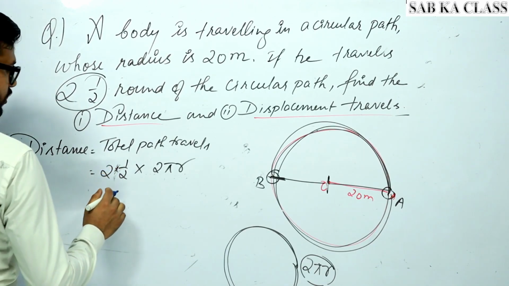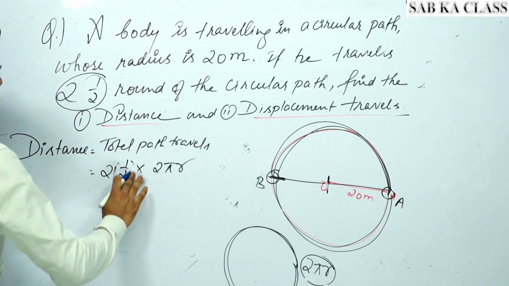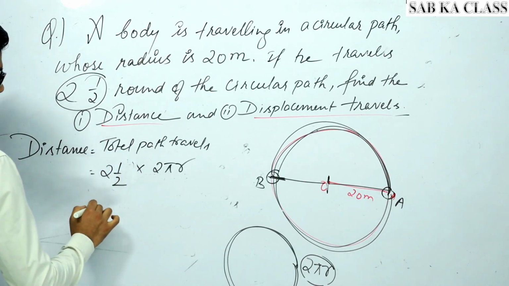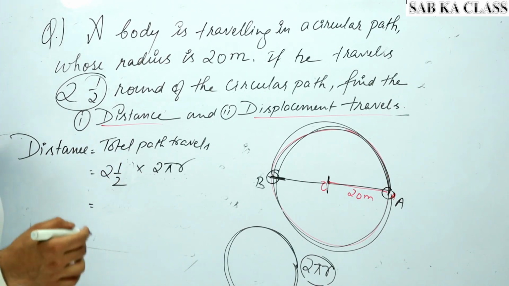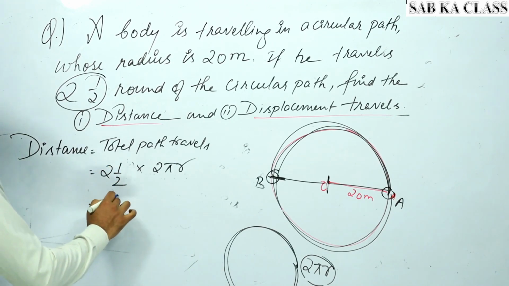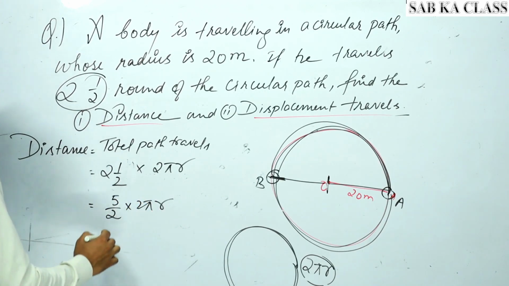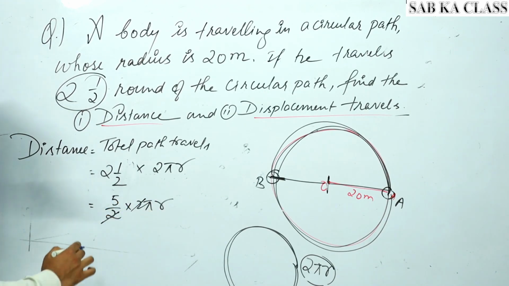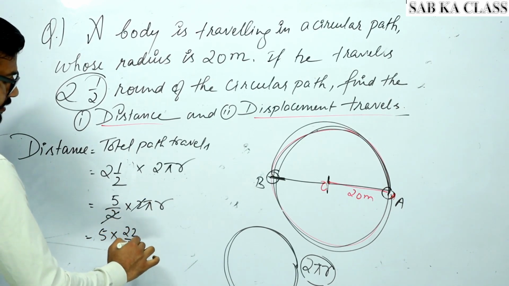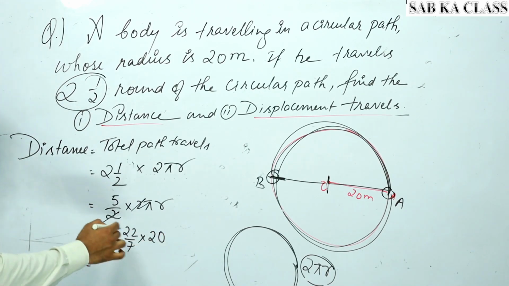2.5. So ये 2.5 है. That means what? इसको करो. इस 2.5 मतलब क्या है? इसको convert into the fraction, है कि नहीं? 5 by 2 into twice pi r and 2 to cancel. कितना हो गया? 5 into pi. What is the value of pi? 22 by 7. And what is the value of r? R is your 20. Let me calculate it now.